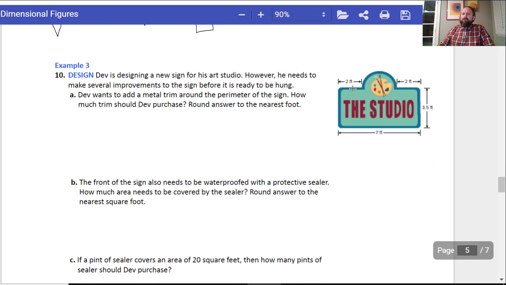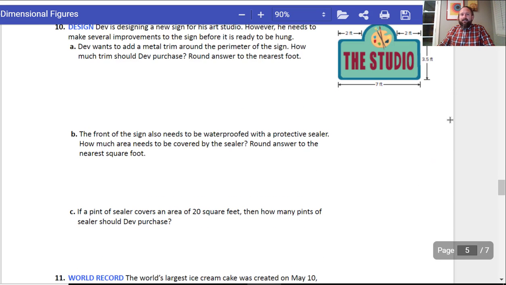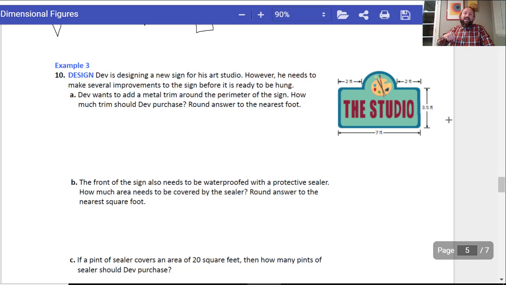So example 3. Dev is designing a new sign for his art studio. However, he needs to make several improvements to the sign before it is ready to be hung. Dev wants to add a metal trim around the perimeter of the sign. How much trim should Dev purchase? Well, looking at this, we have to figure out how much he needs.